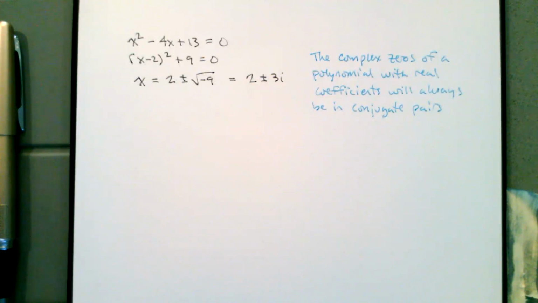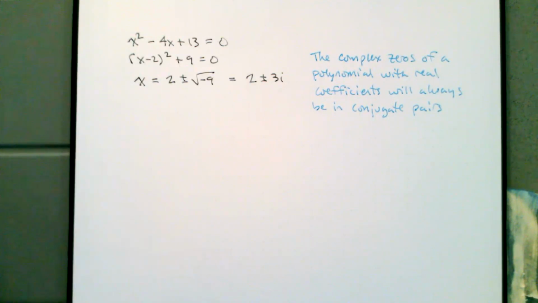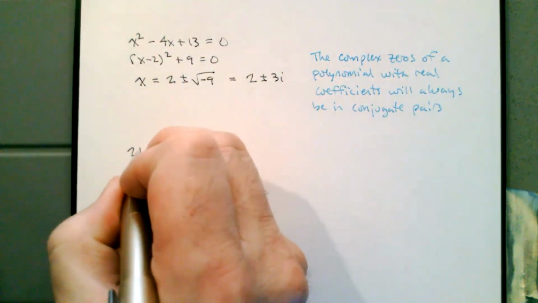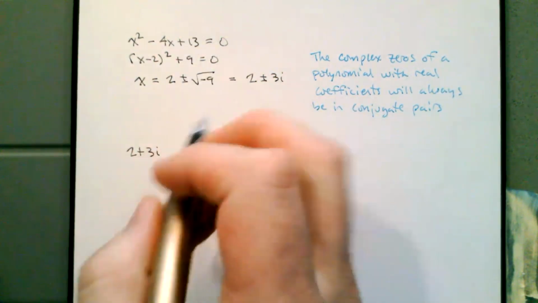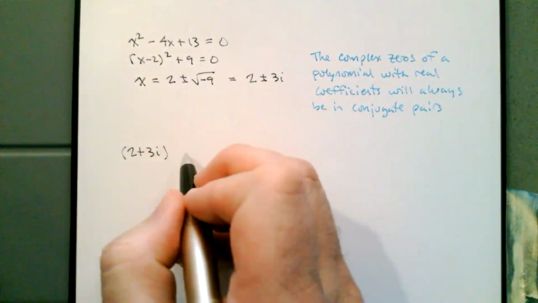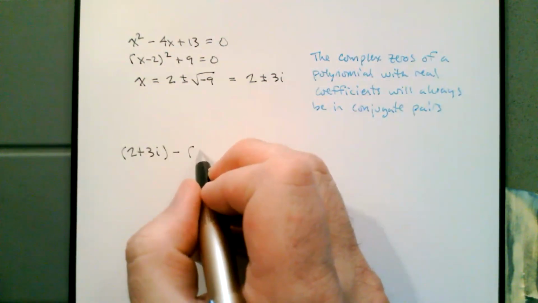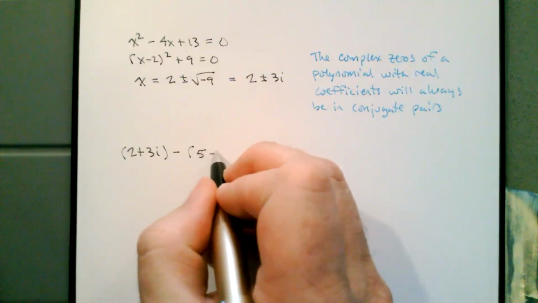All right, so we've got these complex numbers, and we need to be able to operate on these complex numbers. They need to make sense in some fashion as numbers. So let's do some operations. Let's suppose I take the number 2 plus 3i, and I wanted to subtract the complex number 5 minus 7i.